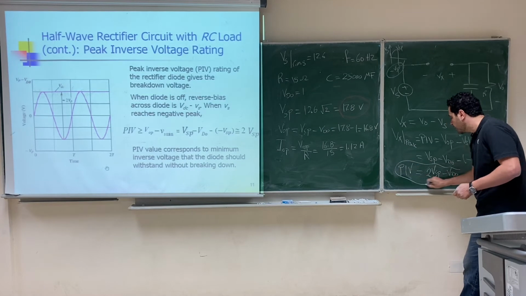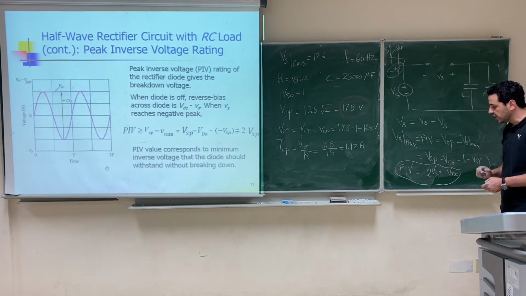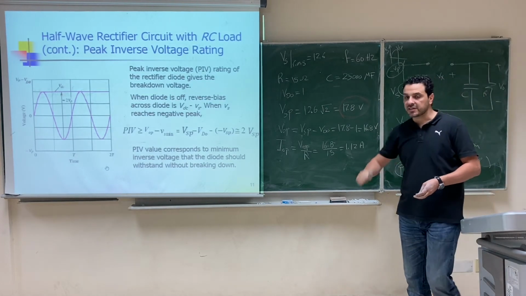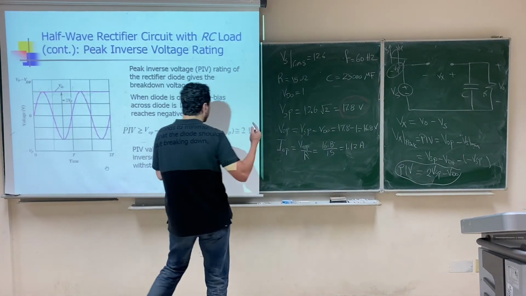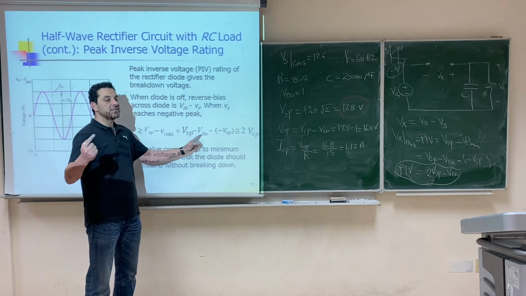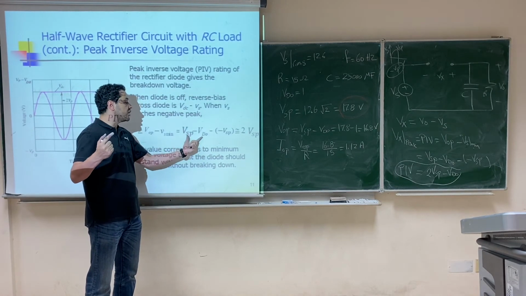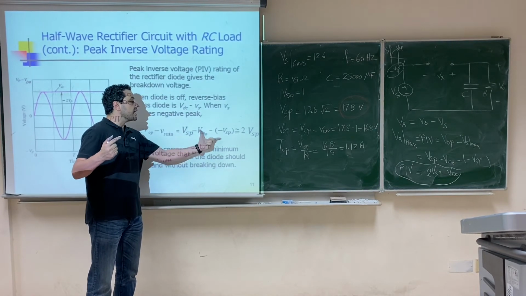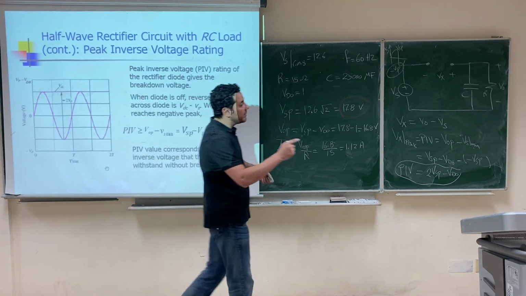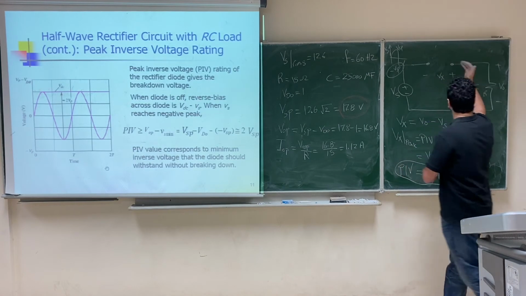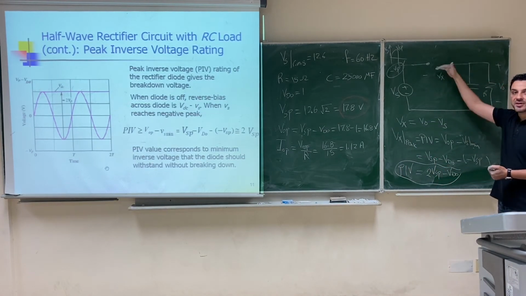As you see, when you compare this peak inverse voltage to the peak inverse voltage of the previous circuit, you will find that in the previous circuit, the peak inverse voltage was Vs peak minus VDO only. But here it's 2 Vs peak minus VDO. Why is that? It's 2 Vs peak minus VDO because the capacitor now provides more voltage in the reverse direction.